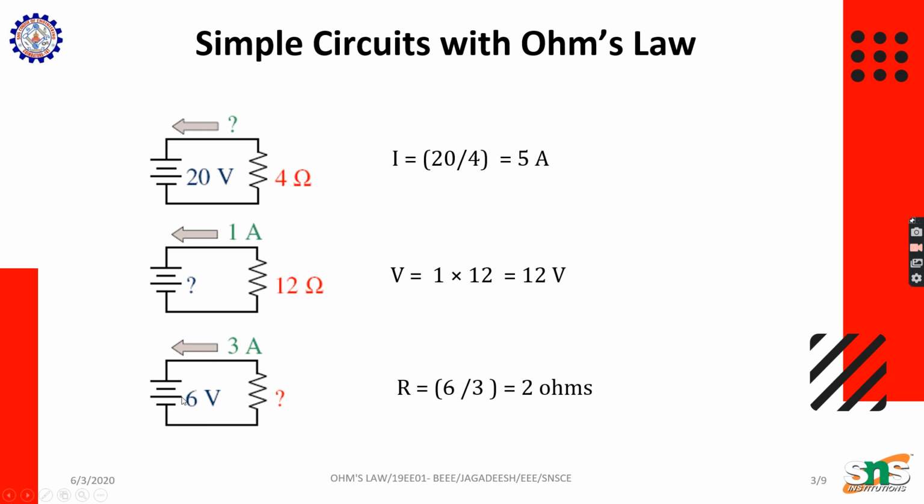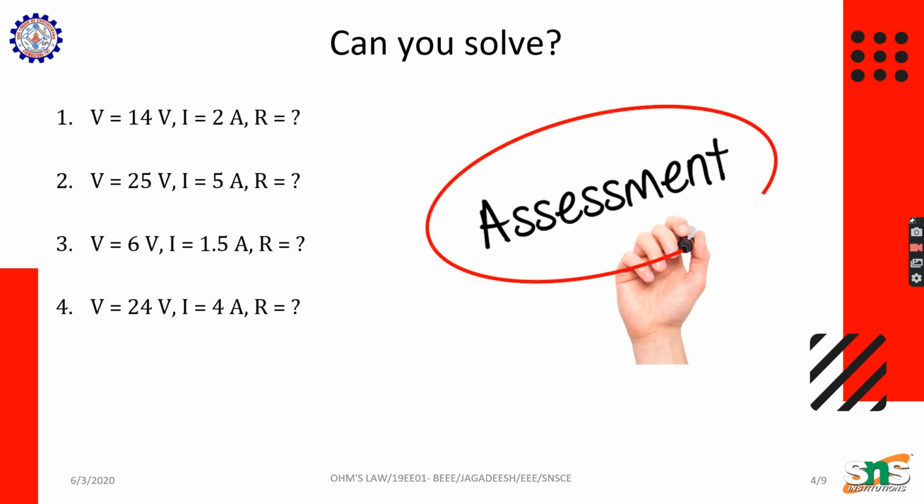In the third circuit, the voltage is known, the current is known, but the resistance is unknown. I'm using the same Ohm's law formula, I is equal to V by R, and reframing it as R is equal to V by I. The voltage is 6 and the current flowing through the line is 3. When we divide, we get 2 ohms. So these are the basic relations that we can apply with Ohm's law.